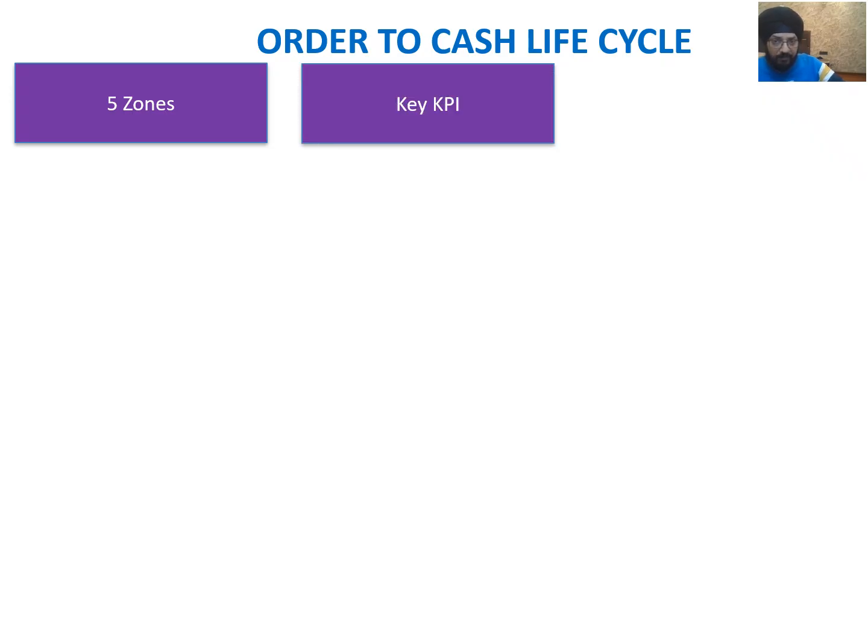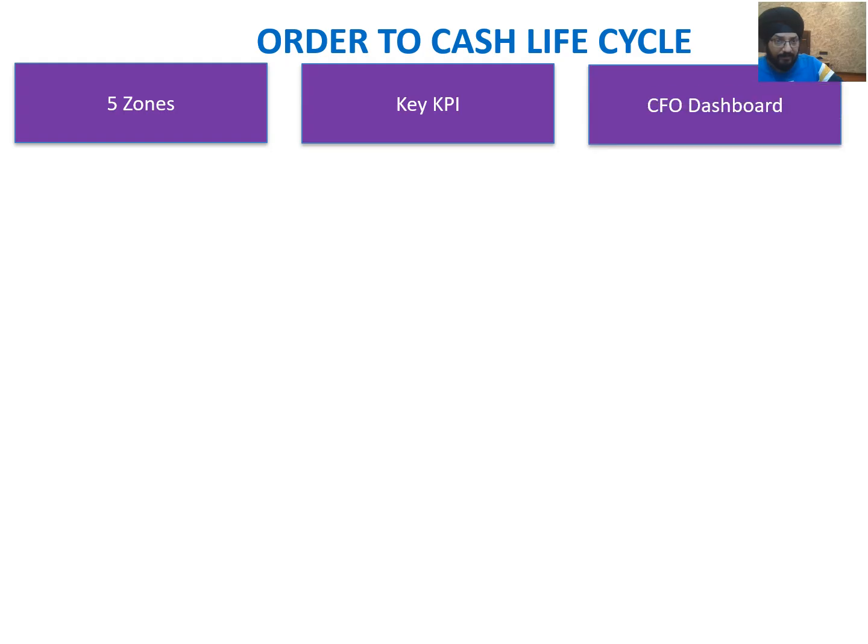Okay, so we'll just start. What we're going to cover today is the order to cash life cycle. We are saying five zones, and we'll figure out what these five zones are. Then key KPIs and the CFO dashboard. So these are the three areas that we are going to touch base on: five zones, key KPIs and CFO dashboard.